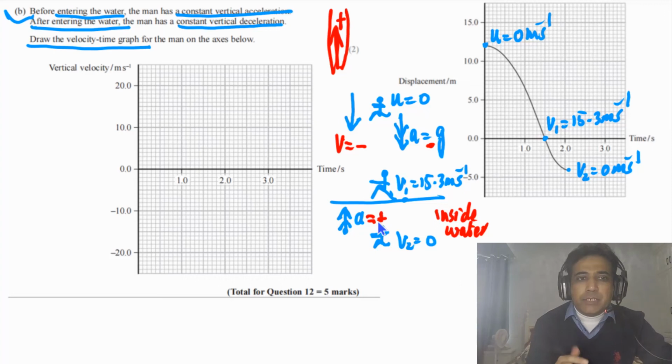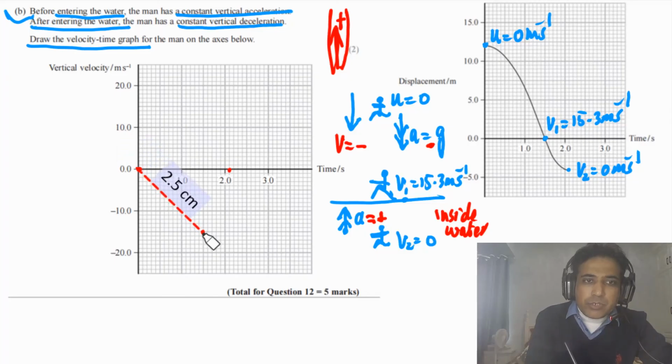If we have understanding of this point, now we can sketch the graph. It started from rest, and at time 1.5 seconds, the velocity is about 15.3 meters per second, and then at this time, velocity again becomes 0. Now simply we need to connect this. We can draw a straight line because acceleration is constant, and again acceleration is constant, so we can draw a straight line here. So this is how you can sketch.